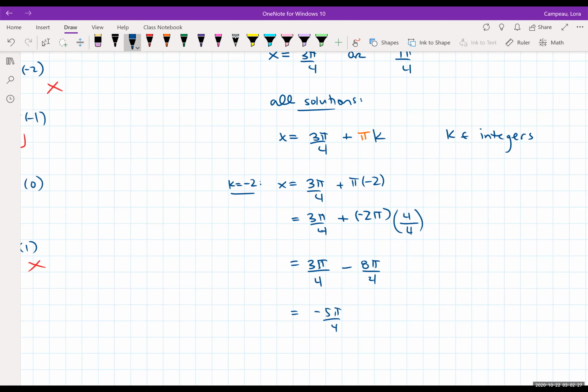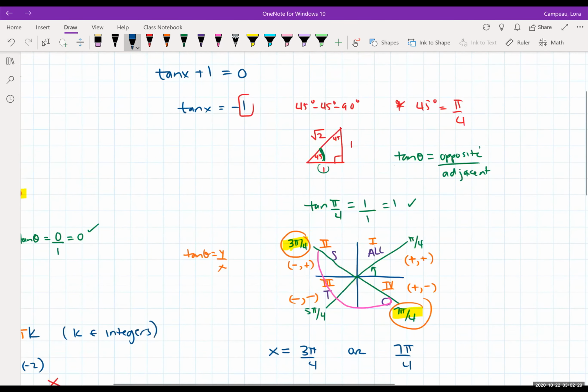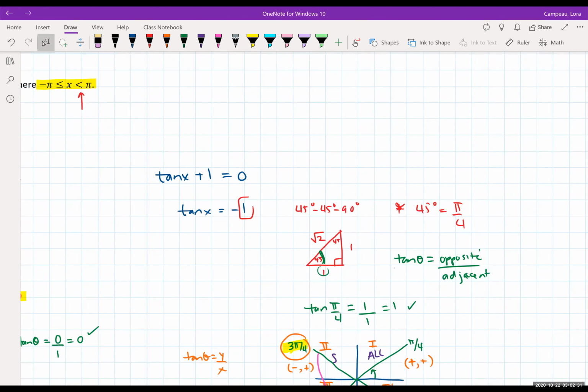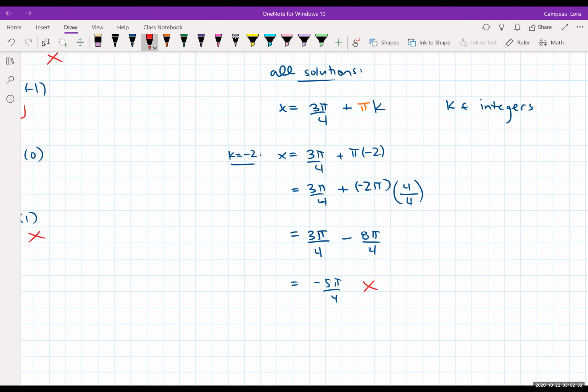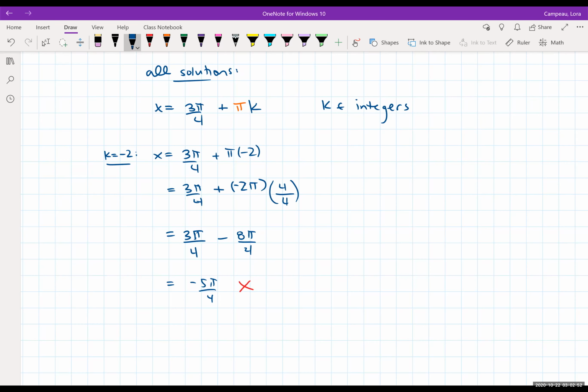And if you notice, that is too small for our domain, because remember, we're supposed to be in between negative pi and positive pi. So this would not be appropriate. Let's move on to k equals -1. Sometimes you can go to k equals -3, k equals -4, but I'm moving forward because I do know I'm already outside the domain.